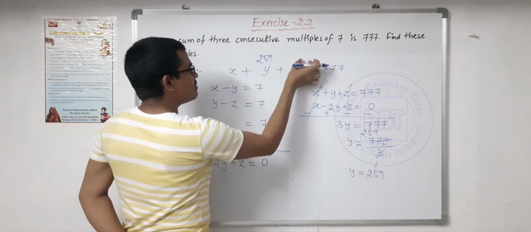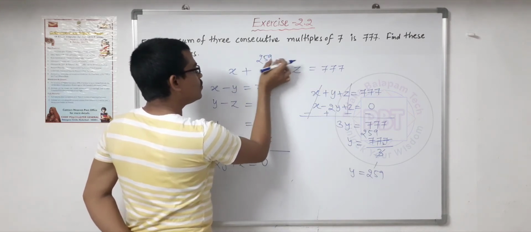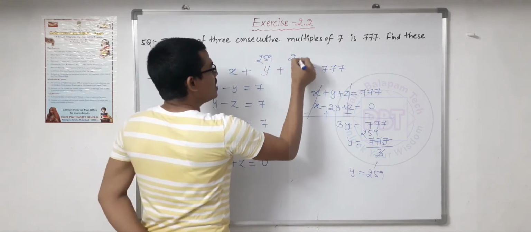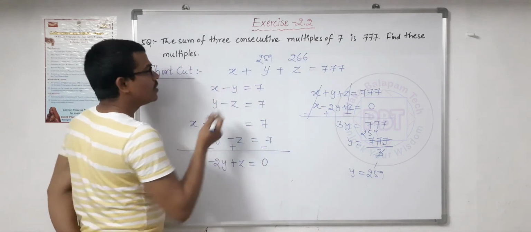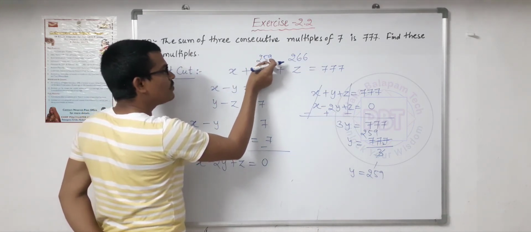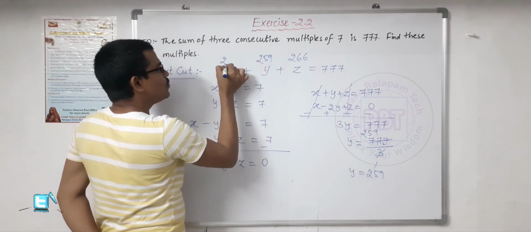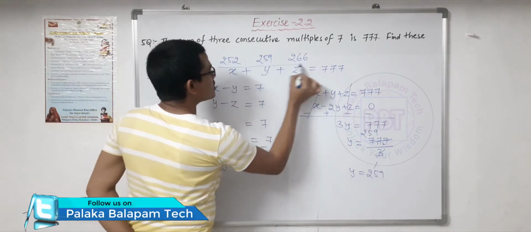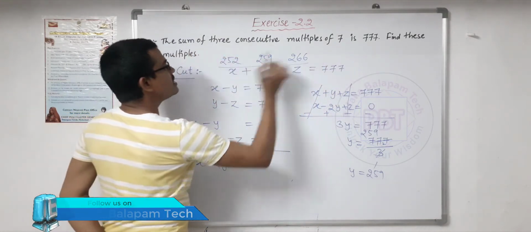To get the next multiple of 7, add 7 to 259. 259 plus 7 is 266. Now to get the first multiple, subtract 7 from 259, which is 252. So these are the three consecutive multiples of 7 whose sum is 777.